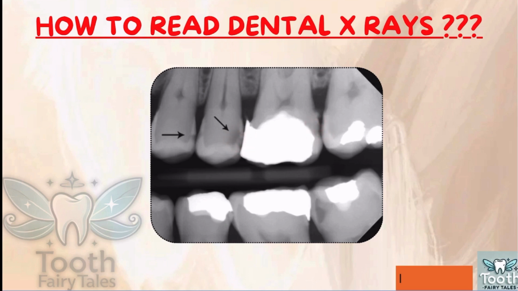And you can see this white structure here. This is called a dental filling. It looks like a silver filling here. How do I tell it's a silver filling? It's based on the brightness of the filling. And there is one more filling here, here, and here.